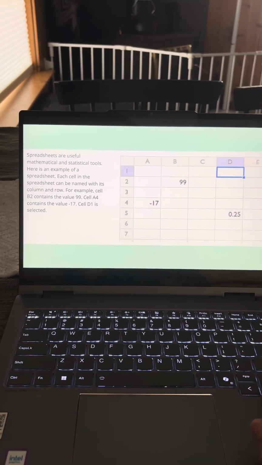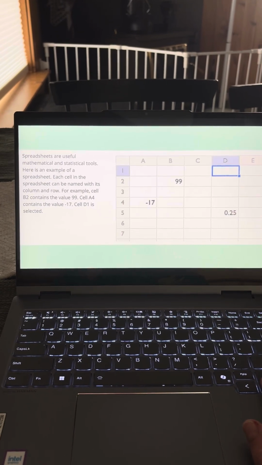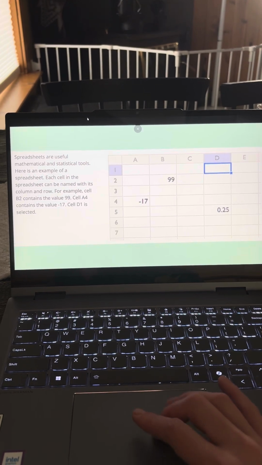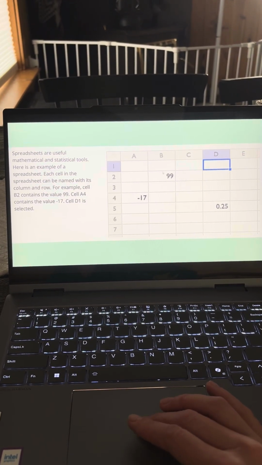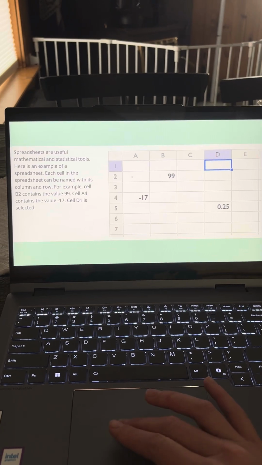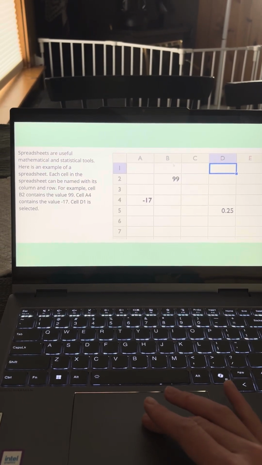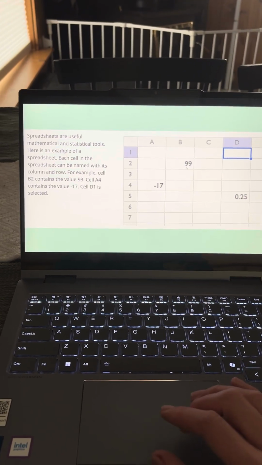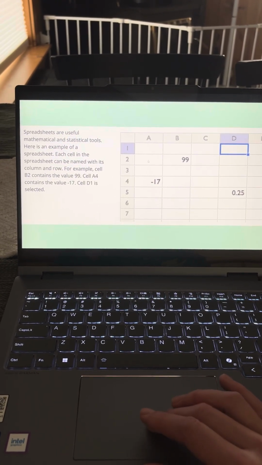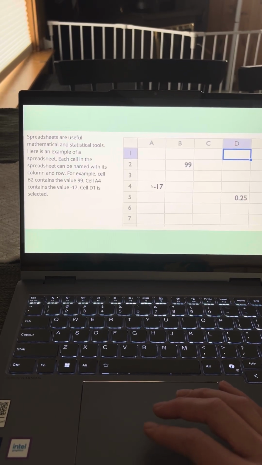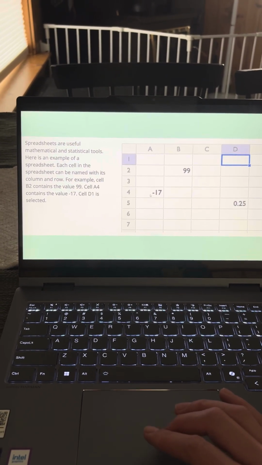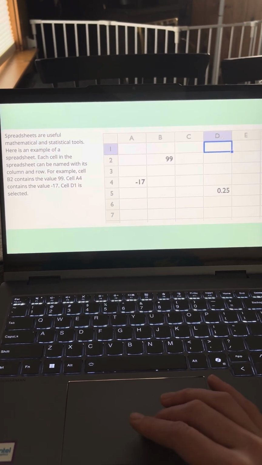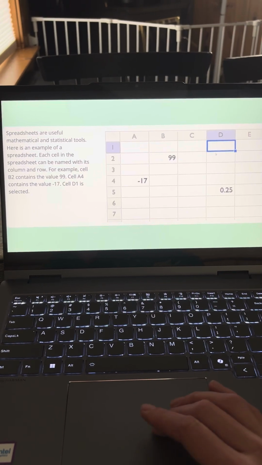Spreadsheets are useful mathematical and statistical tools. Here's a spreadsheet. Each cell in the spreadsheet can be named with its column and its row. For example, if I'm looking at this 99, I'm going to call that B2, because it's in column B and in row 2. So I'm going to call that cell B2 that has 99. Another one, if I have A4, I'm at -17. That cell is called A4. And then the one that's selected right now, highlighted in the blue, is D1. It's easy to tell because it has the D highlighted and it has the 1 highlighted because it's selected.